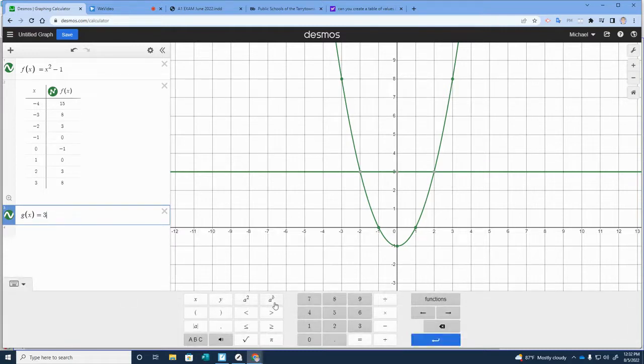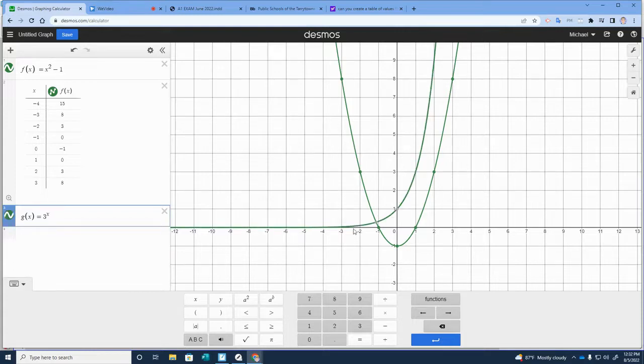Next to the a squared button is a to the b. That's if you want to put any given input into your exponent. So I'm going to hit the a to the power of b button. You can see it kind of opens up a blank space there, and I'm just going to put the x there. Oh, and there you go. There appears my exponential function.